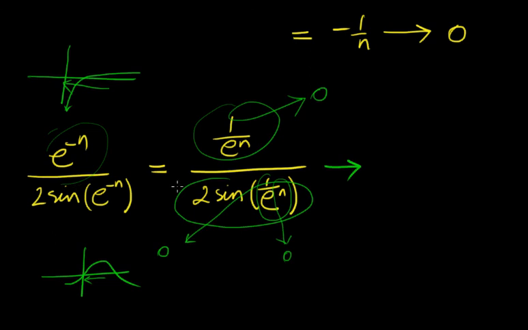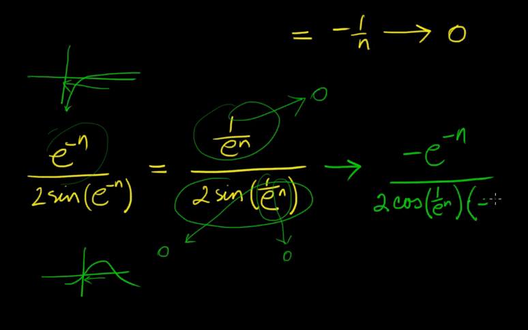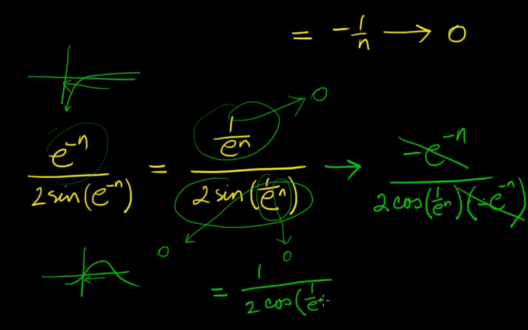So let's see. We want to take the derivative of e to the minus n, which will be minus e to the minus n, over, and now we want to take the derivative of the denominator, which will be, using the chain rule, 2 times the cosine of 1 over e to the n times the derivative of 1 over e to the n, which is, well, I'll put it in parentheses, minus e to the minus n. Oh boy, these cancel. That's nice. So simplifying, we have 1 over 2 times the cosine of 1 over e to the n.